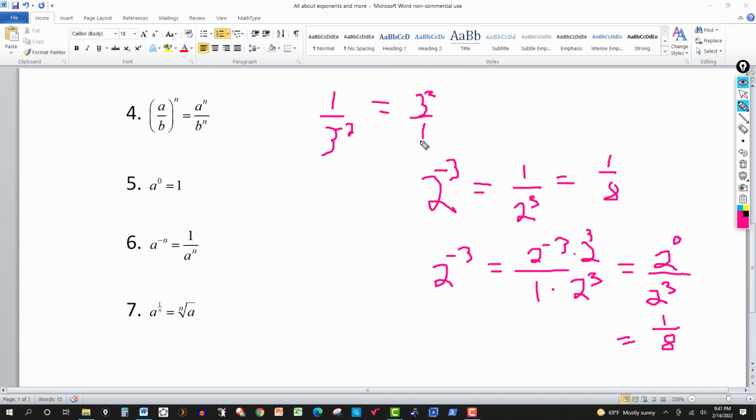And now 3 to the 2nd power is just 9. 9 over 1 is 9. So basically what we're saying, if you just have a single term, it's got a positive exponent, and it's in the numerator, take it to the denominator, change the sign. If it's in the denominator, and it's a single term like this, bring it up and change the sign, you get this.